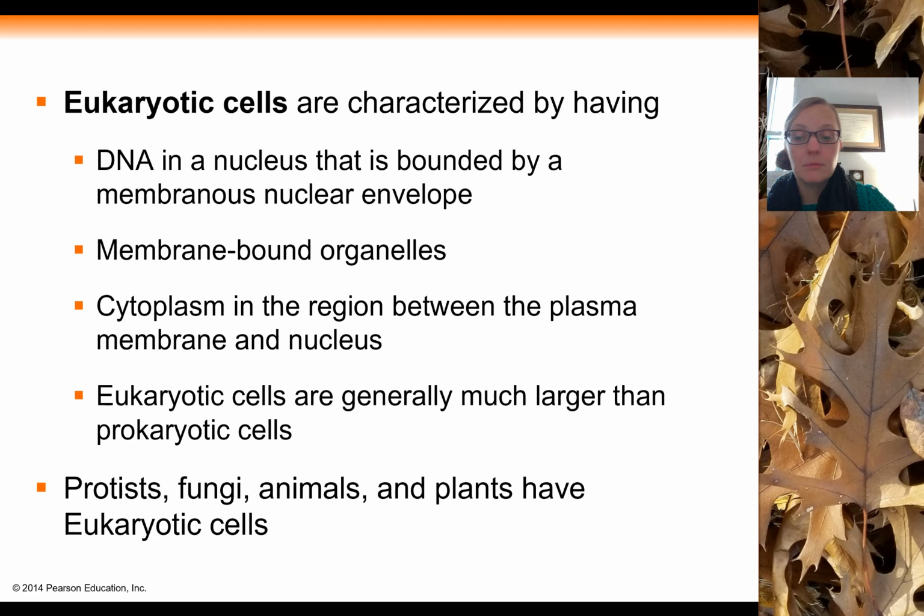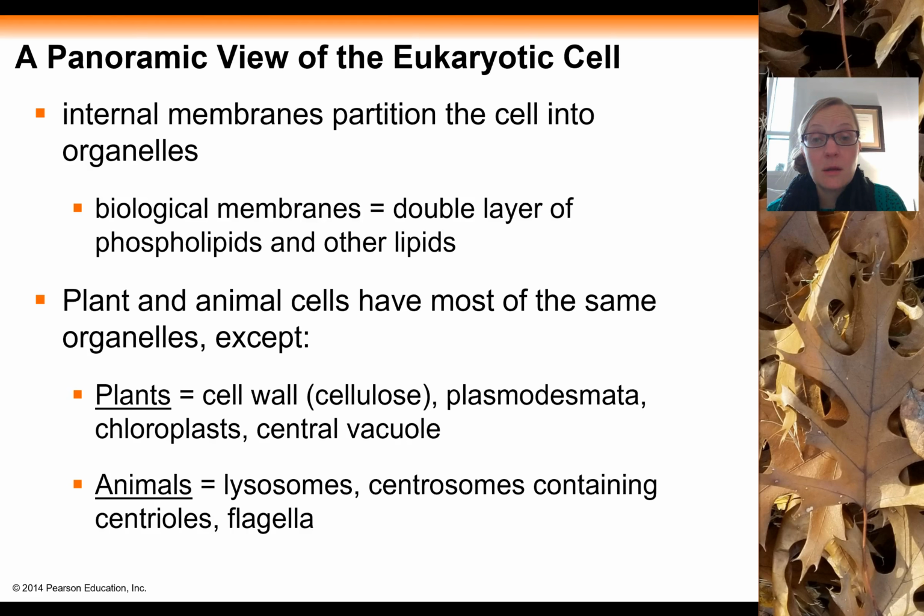Okay. We talked about how eukaryotic cells are generally larger than prokaryotic cells, and protists, fungi, animals, plants are all made out of eukaryotic cells. All of these organisms belong to the domain eukarya. All right. And then the last thing we probably need to cover before we dive into the details of cell structure, when we're talking about eukaryotic cells, is that the eukaryotic cell is subcompartmentalized. It has all these little internal membranes that partition the cell into these different organelles.